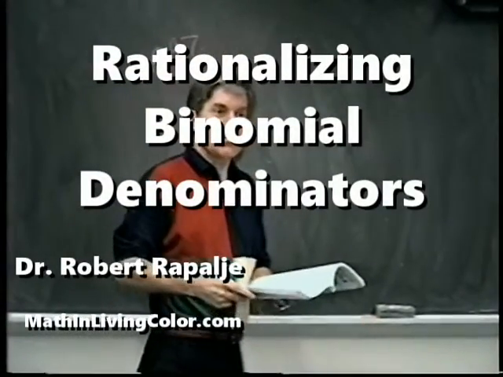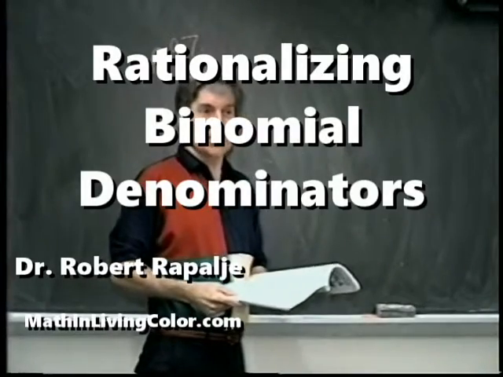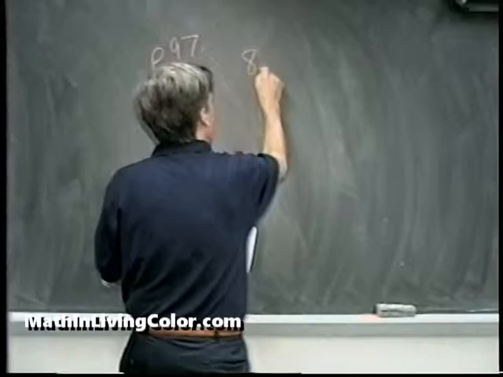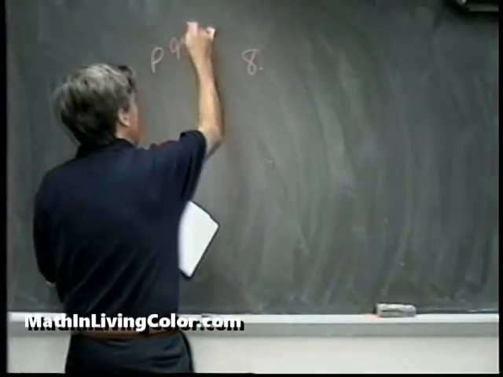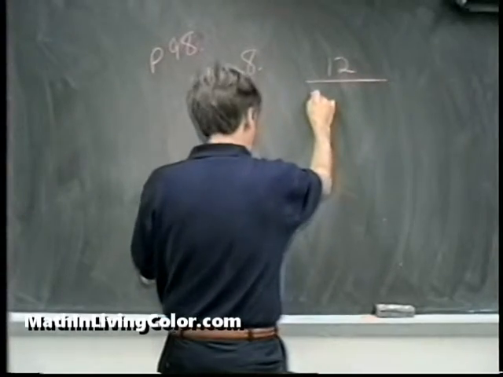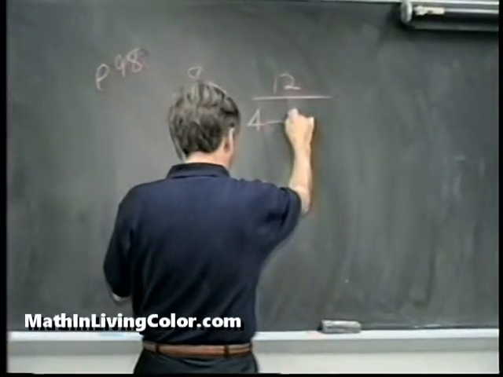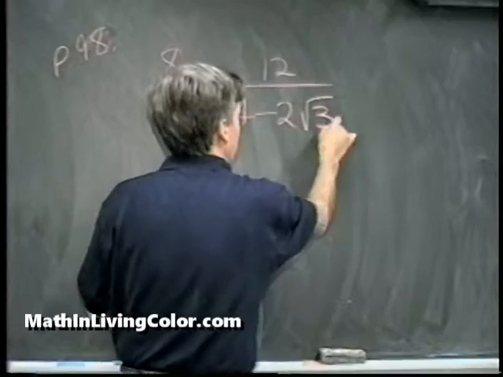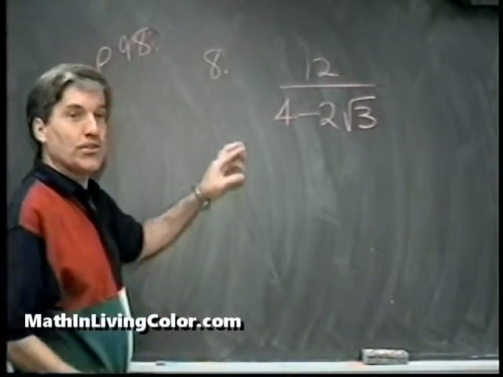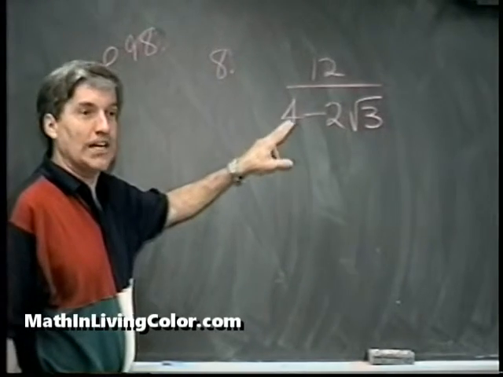We have the concept of rationalizing a binomial denominator. In particular, I'd like to do number 8, page 98, which says 12 divided by 4 minus 2 square root of 3. Because it has a binomial denominator, we're going to have to use a different approach to rationalize the denominator.